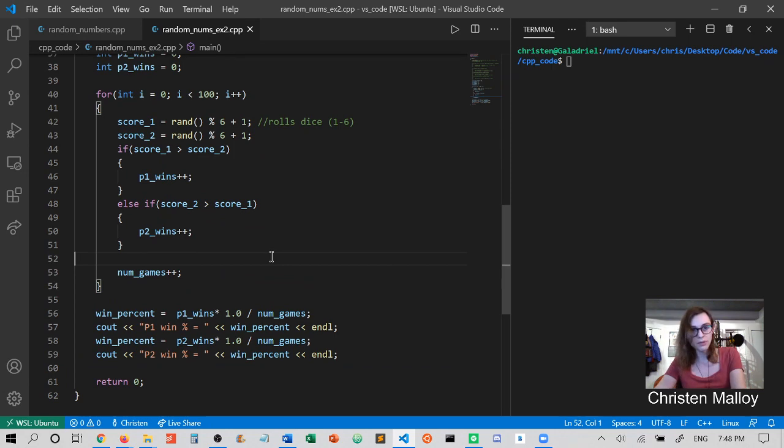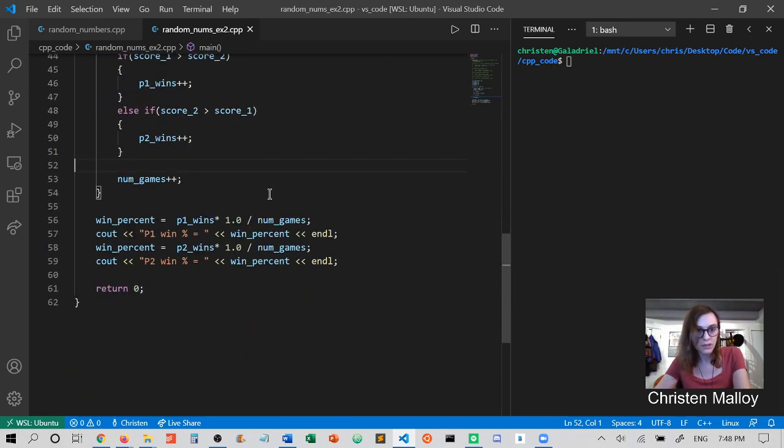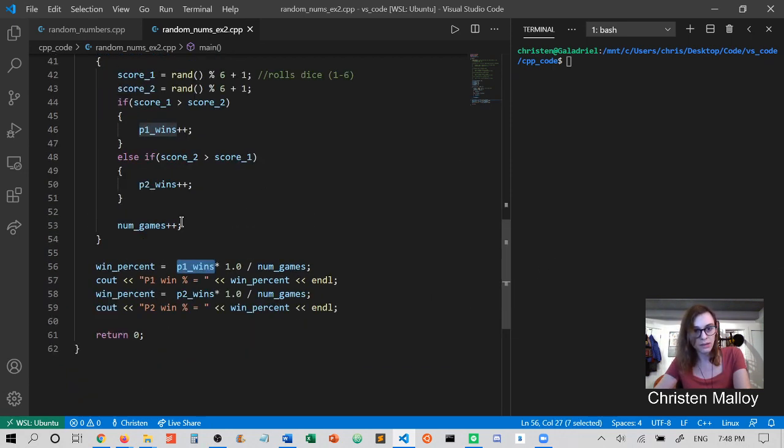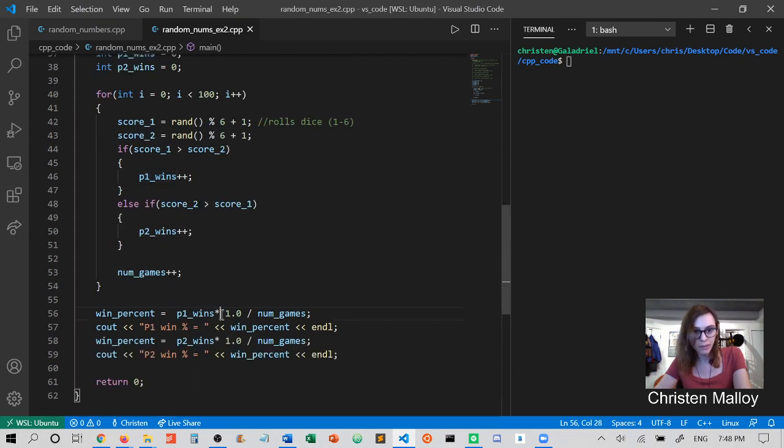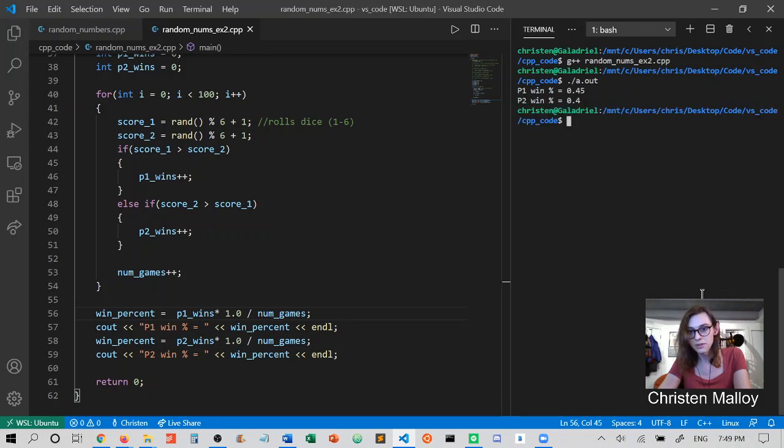So in this example, we're doing 100 games. To calculate that win percentage, we take the number of wins for a given player, make sure that it's stored as a double by multiplying by 1.0, and then divide by the number of games that we're actually playing. In this example, we should get win percentages for both players, which should be different. So in this example, player 1 won 45% of the time.